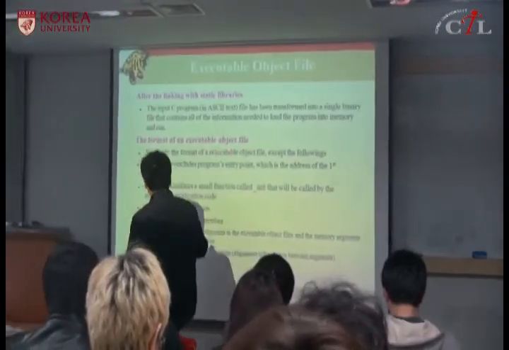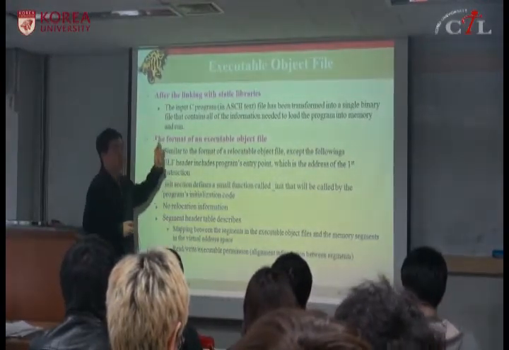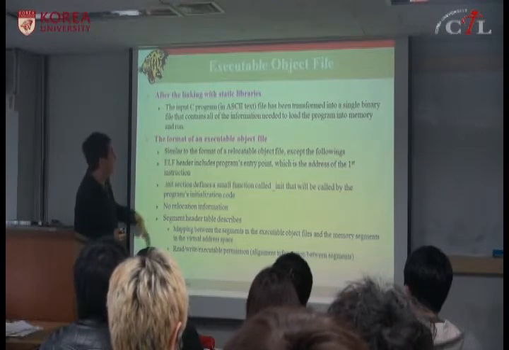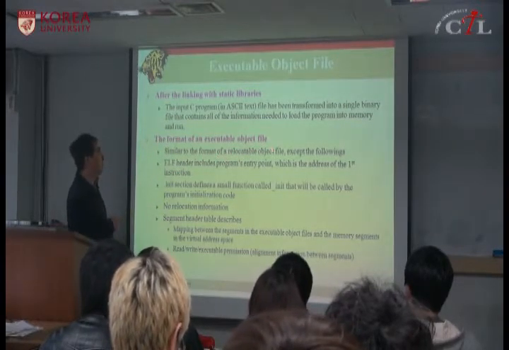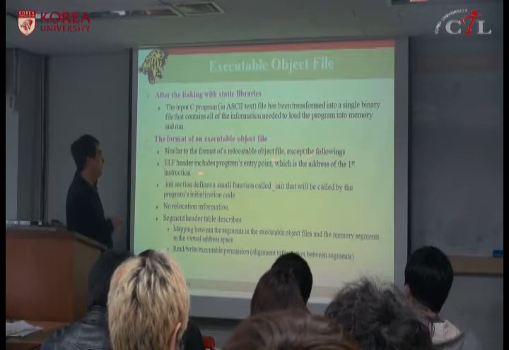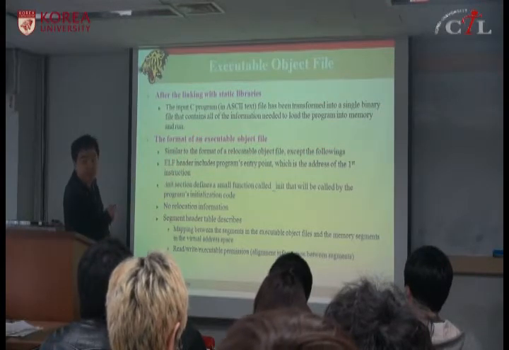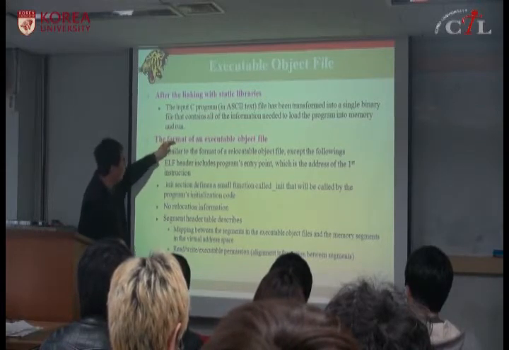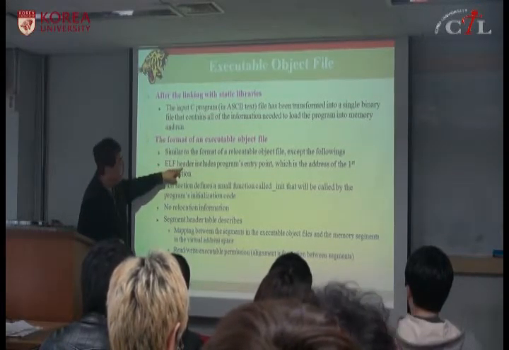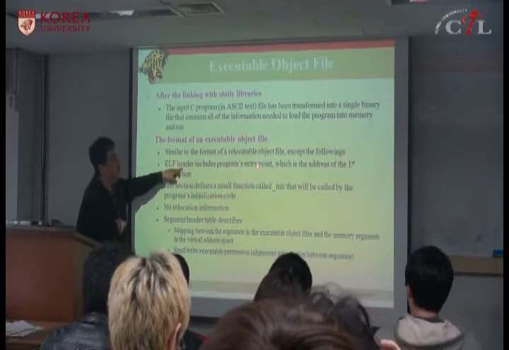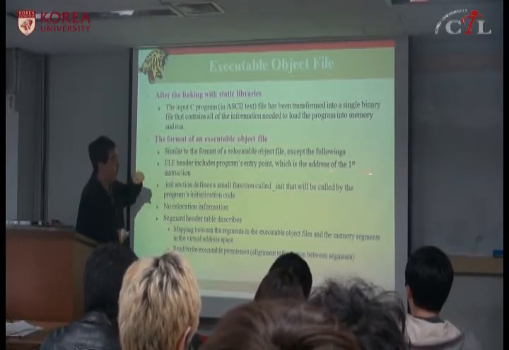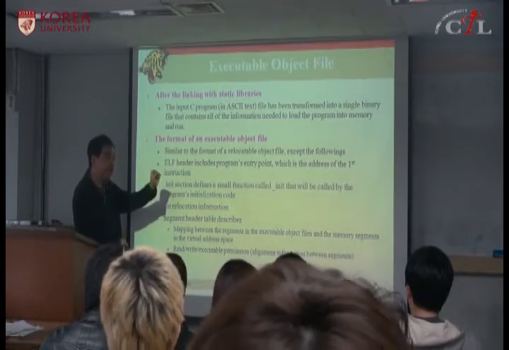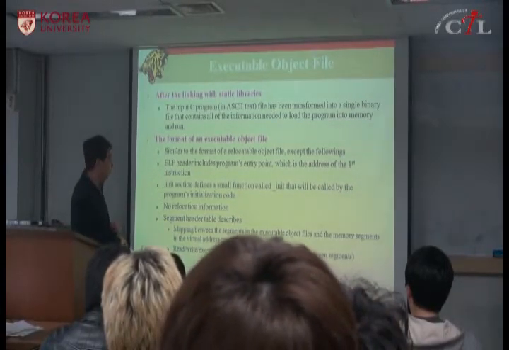The format of the executable file is, for Linux or Unix, the same format, but there is some difference in the details. It's similar to the format of a relocatable object file, except in the following ways. In an executable object file, the ELF header includes the program's entry point. The entry point is the address of the first instruction. So it specifies the first instruction is here. Okay?